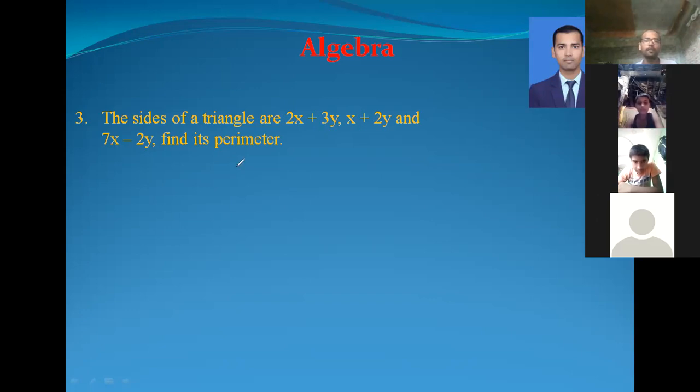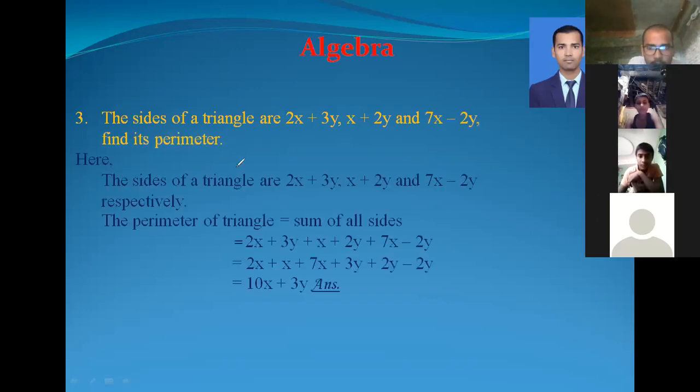And the solution is given to you on the screen, you can see there very carefully. So here the sides of a triangle are 2x plus 3y, x plus 2y and 7x minus 2y. These are the sides of the triangle respectively. Therefore, the perimeter of the triangle is equal to the sum of all sides, the formula. So we have the sides 2x plus 3y, x plus 2y and 7x minus 2y.